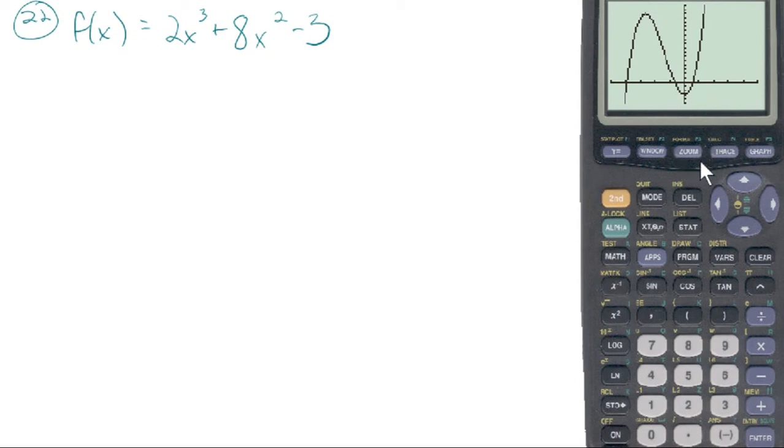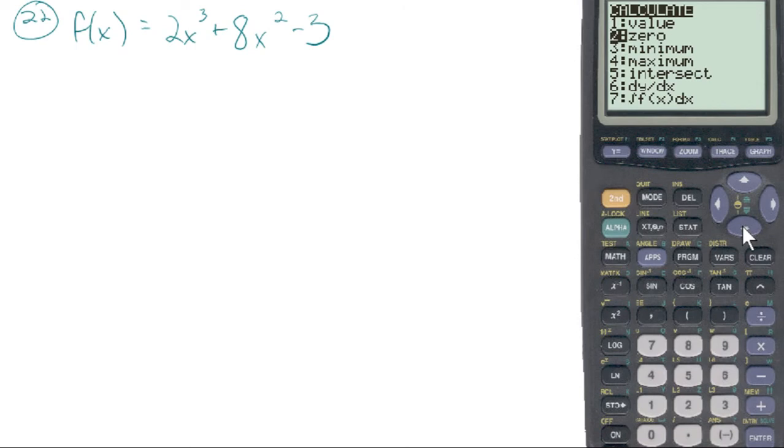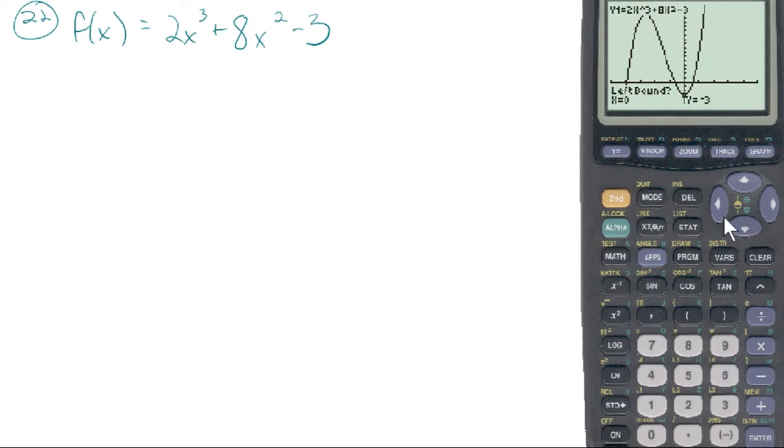Anyway, find the x-intercepts. So for all this stuff, the x-intercepts, maximums, minimums, we will go to second trace. Above trace is calc, for calculate. Calculate zero. Okay, it says left bound. What is that asking for? Okay, I'm just going to show you the process. You're going to have to reproduce it for the rest of these.